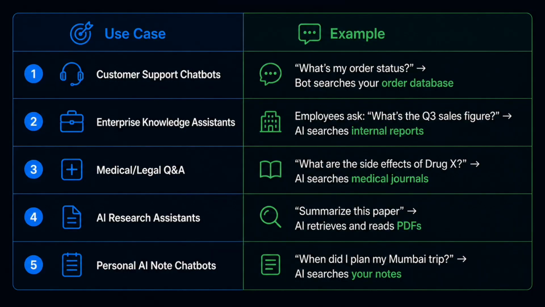RAG is used everywhere today. Here are the top 5 use cases: customer support chatbots, enterprise knowledge assistants, medical or legal Q&A, AI research assistants, and personal AI note chatbots. The key benefits are that AI answers are accurate, up to date, and grounded in real data, not guesses.